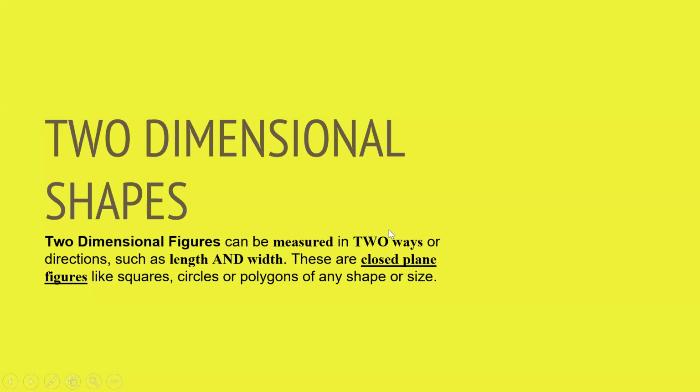Those are one-dimensional shapes. Now we turn to the second one, two-dimensional shapes. What is two-dimensional shapes? Two-dimensional figures can be measured in two ways or directions, such as length and width. And then these are closed plane figures like squares, circles, or polygons of any shapes or size.